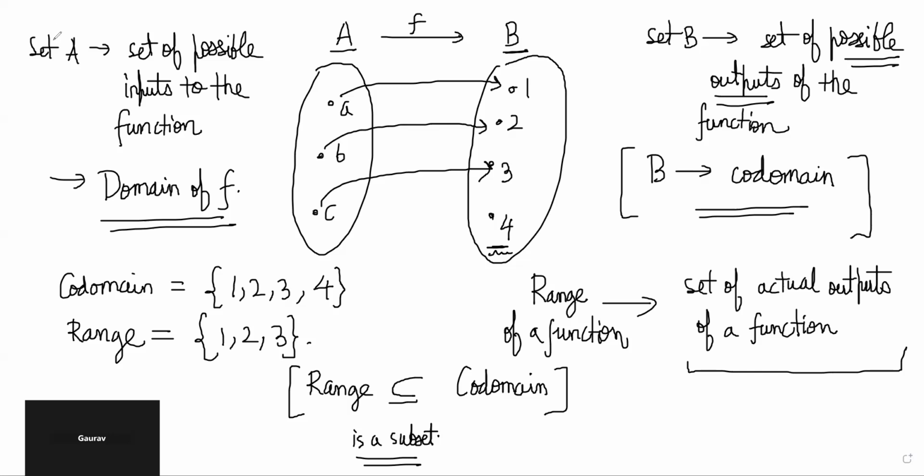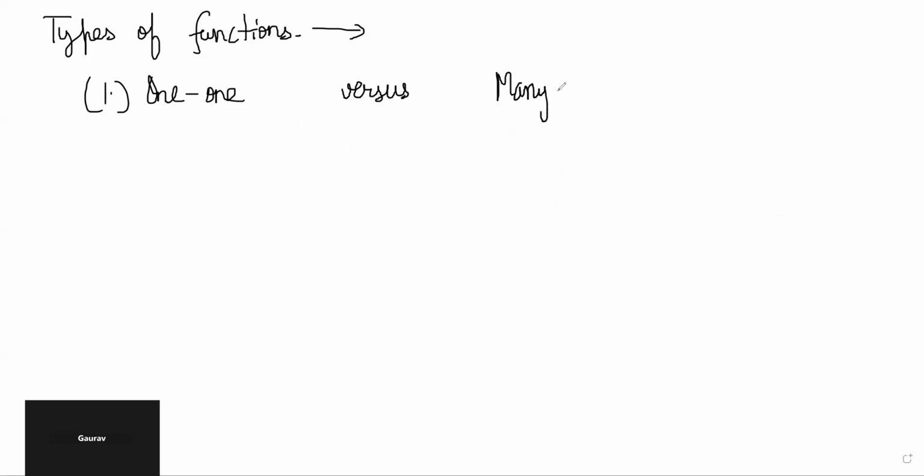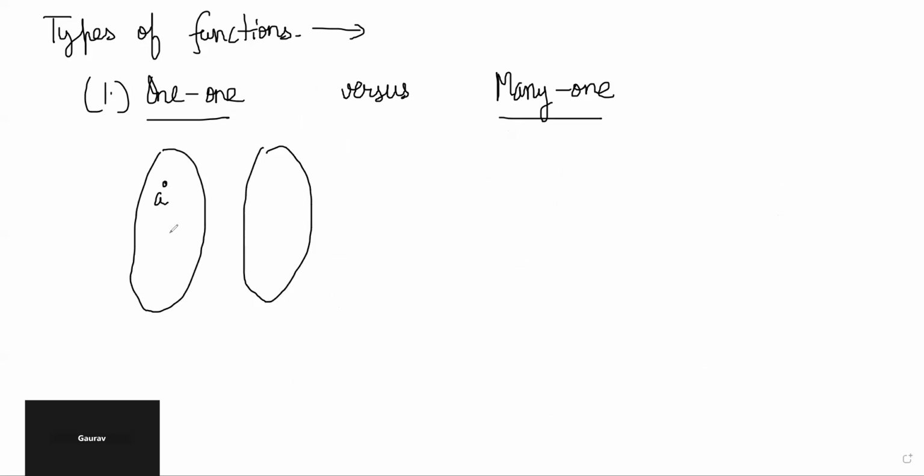So we will understand the 4 types of functions. This is an important concept. So first concept is 1-1 versus many-1. The name itself suggests what it means. 1-1 functions will be functions where one single input is connected to a unique output. So what I mean by that is B will be connected to 2, C will be connected to 3. This is a 1-to-1 function. This is not a function of this type.